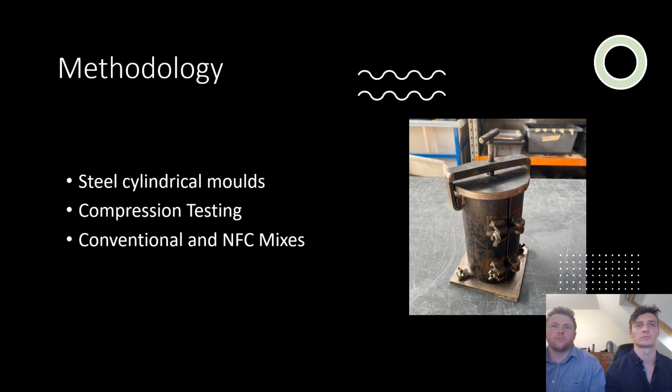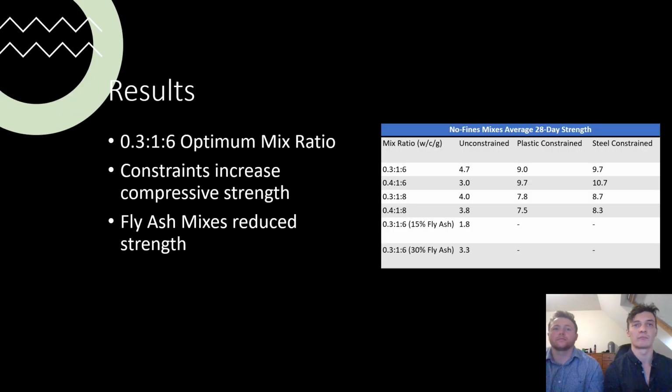The compressive strength of the molds was to be determined in accordance with NZS 3112.2, which required the use of steel cylindrical molds as shown. Three conventional mixes and four initial no-fines concrete mixes were tested, with the no-fines concrete mix providing the greatest compressive strength further tested with partial cement substitution with fly ash. After the selected curing times, these molds were destructively compression tested using an off-standard compression tester. As shown in this table, the unconstrained compressive strength results obtained suggested the optimum no-fines concrete mix ratio to be 0.3 to 1 to 6, with this being a ratio of cement to water to gravel.